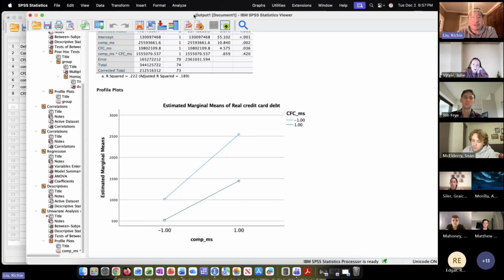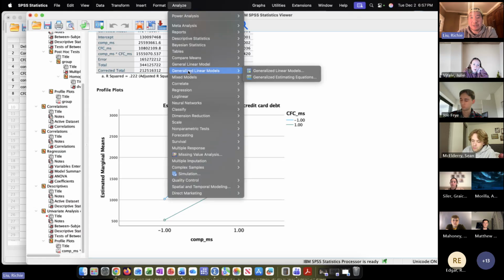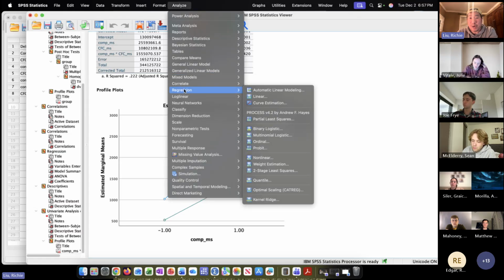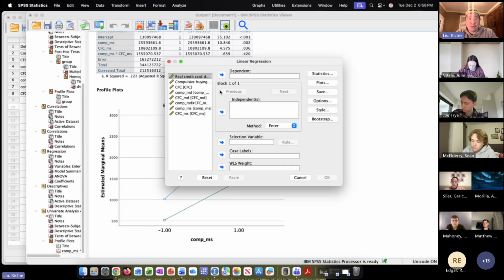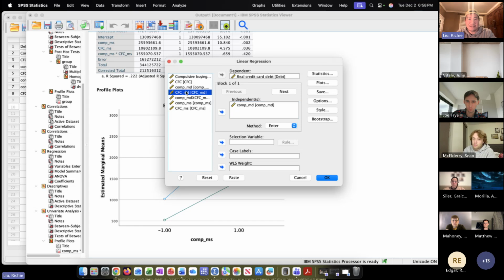Okay, all right, now I'm going to go ahead and run my main regression model. I'm going to go to analyze, regression, linear. I already created those variables earlier. So again, credit card debt will go in my dependent variable. Let's put my main effects here: my comp mean deviated and my CFC mean deviated in step 1. And then the interaction that I created between the mean deviated variables will go in step 2.